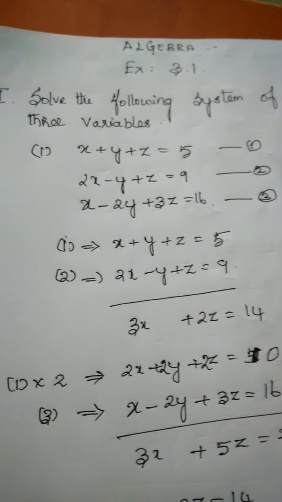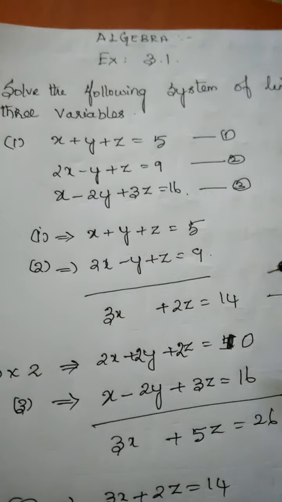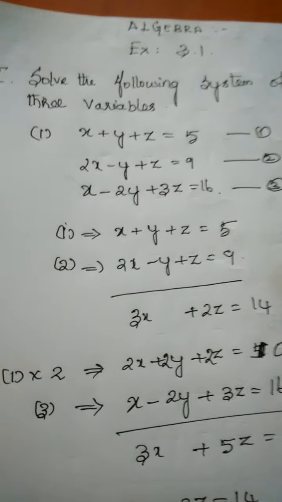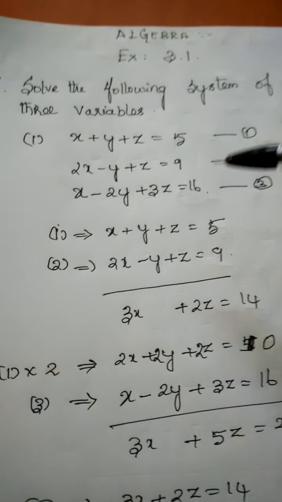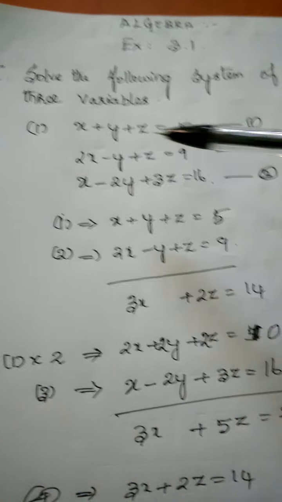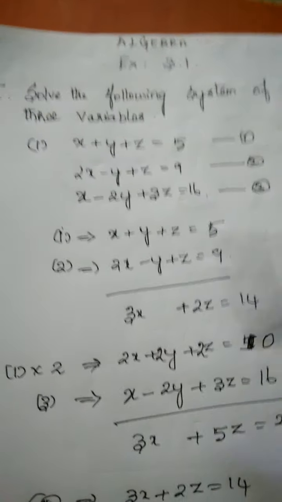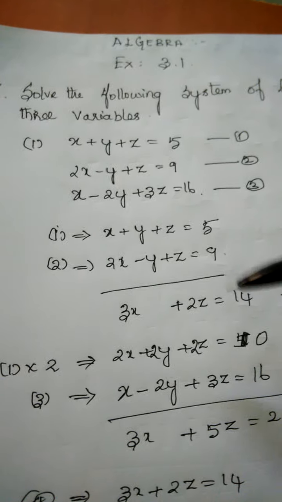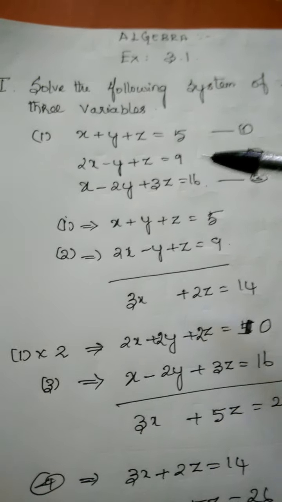Okay, for state board students, listen here. Solve the following system of linear equations in three variables. What are the values we are going to find out from these equations? We have to find out the values of x, y, z. How will you find them out? This is the simple method to get the values of x, y, z.